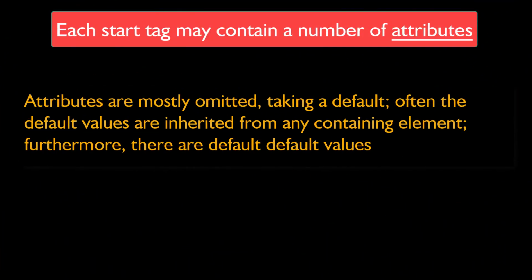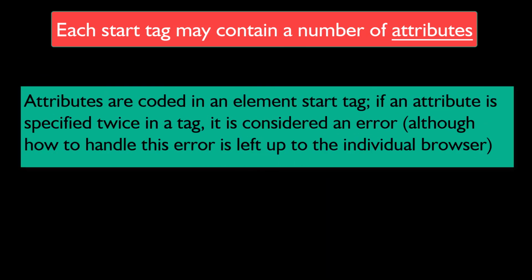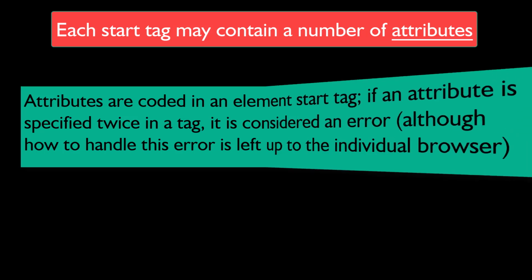Attributes are mostly omitted, taking a default. Often the default values are inherited from any containing element. Furthermore, there are default values. Attributes are coded in an element start tag. If an attribute is specified twice in a tag, it is considered an error, although how to handle this error is left up to the individual browser.